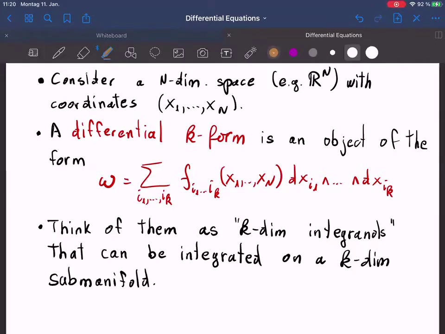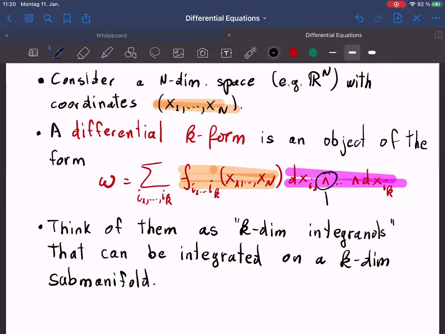So, to understand what differential forms are, take as an example just real space with coordinates x1 to xn. So it's n-dimensional real space with coordinates x1 to xn, just to fix the idea. Now, a differential form, you should just think of as some linear combination of objects which are functions of the coordinates, and then you have these differentials. A K-form is something that has K differentials. And then there are these wedge products.